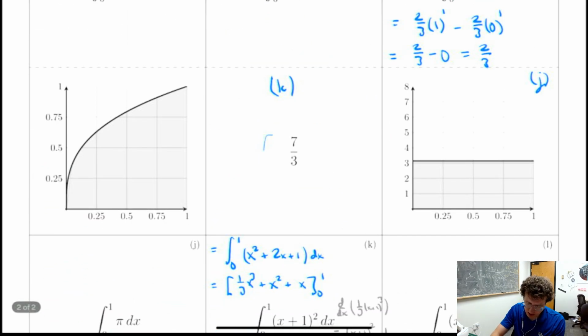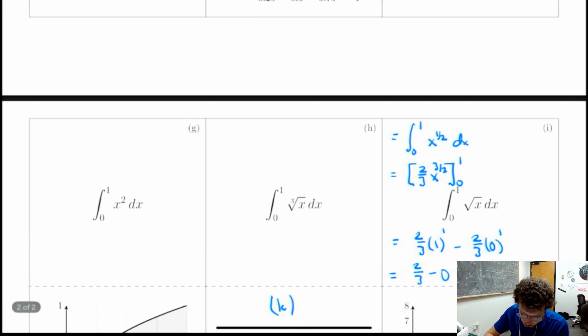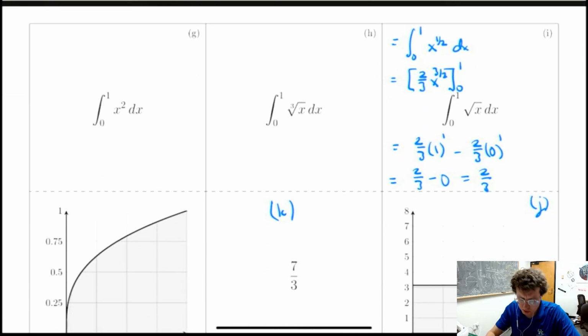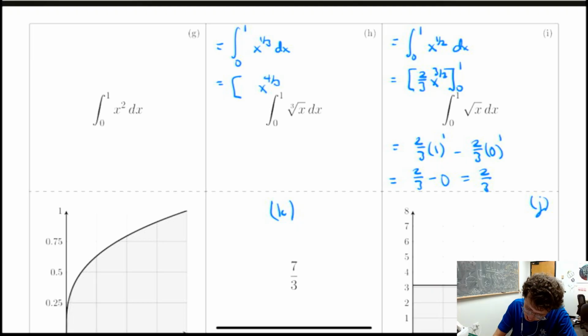Okay, so we were on this domino. And the next thing we're doing is the cube root of x. Okay, well, we've seen the square root of x. And what worked there was expressing it with an exponent, so I'll do the same thing here. The cube root of x is x to the 1/3. My antiderivative is going to be something x to the 4/3, because 4/3 minus 1 would get me back to 1/3.